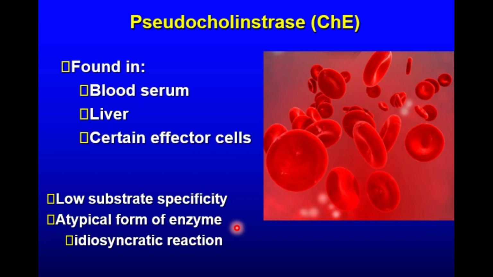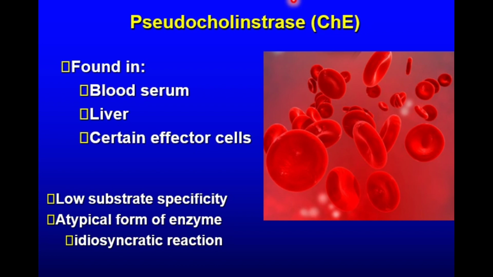And of course, as you know, succinylcholine is also hydrolyzed by the enzyme pseudocholinesterase. Normally, an injection of succinylcholine has a duration of action of about 10 to 15 minutes. However, in some individuals, it may take longer. This is due to genetic variation.